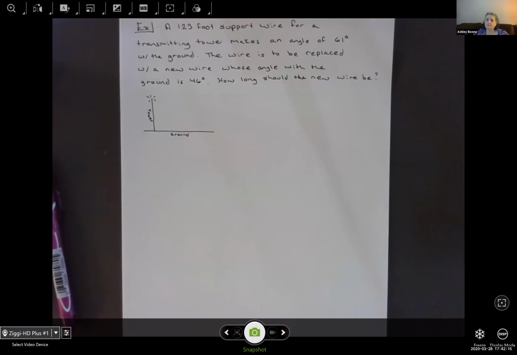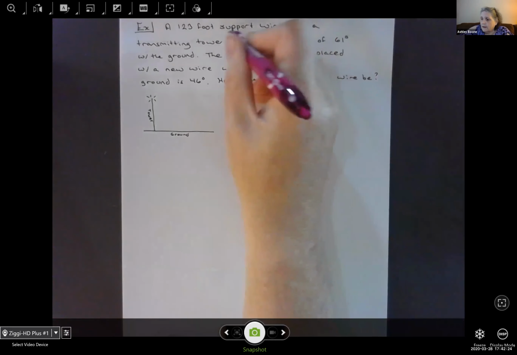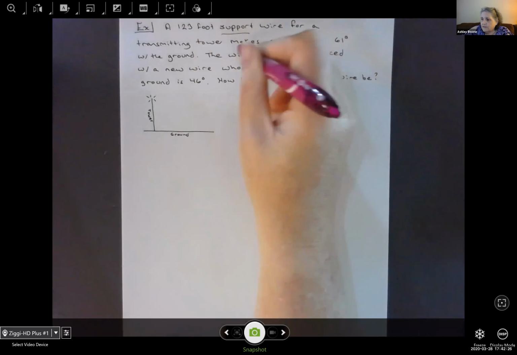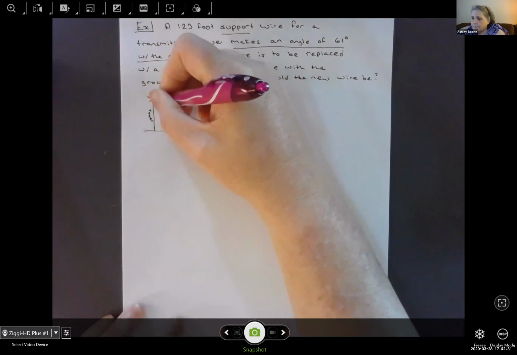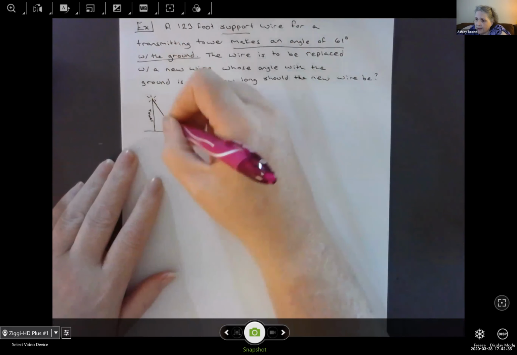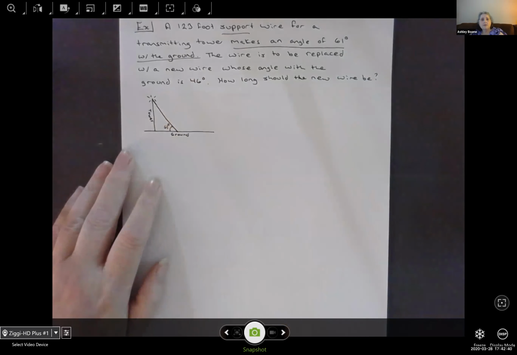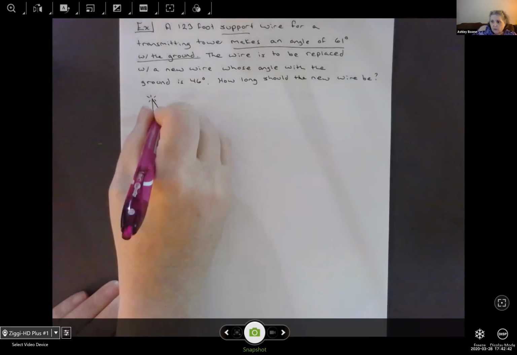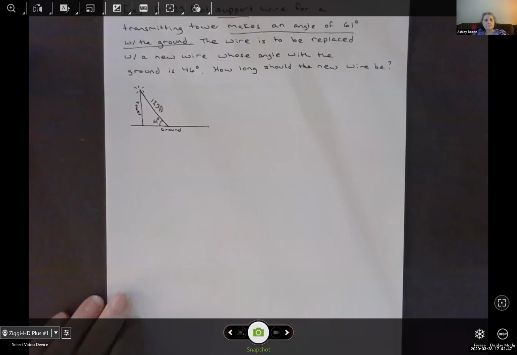So we have the tower, and the first thing we're told is that the support wire makes an angle of 61 degrees with the ground. So from the top of the tower to the ground, this wire makes a 61 degree angle with the ground. We know that wire is 123 feet long. So that's the information we have there.